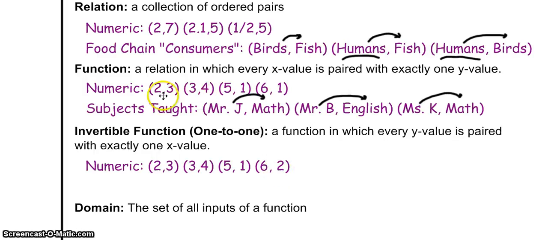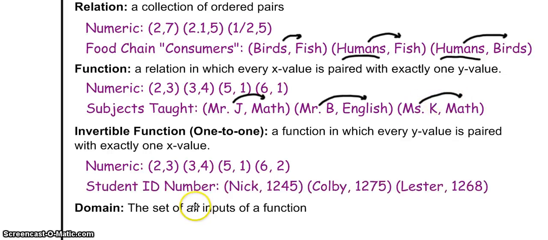The previous example, up here, is not an invertible function because if we look at the output, 1 could come from 5 or 1 could come from 6. So that would not be invertible. Similarly, the subjects taught example is not invertible either. Two teachers teach math, and so I couldn't go from the output, math, back to only one input. It could be Mr. J or it could be Ms. K.